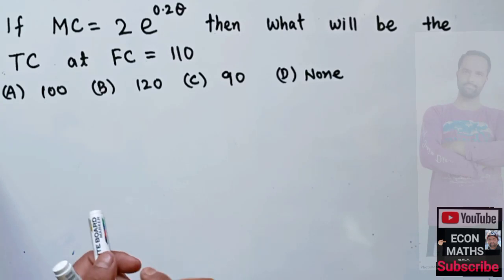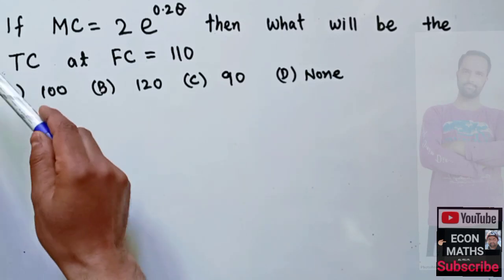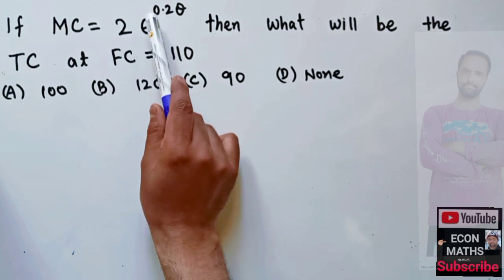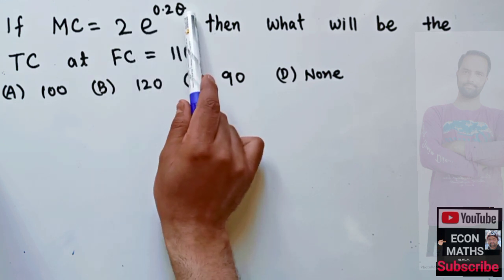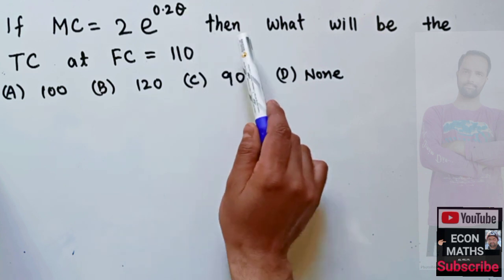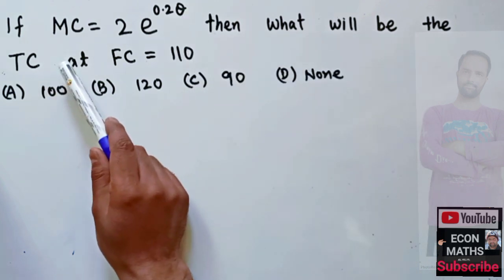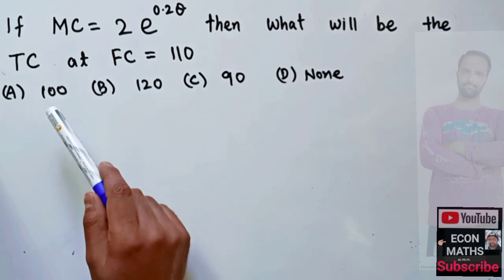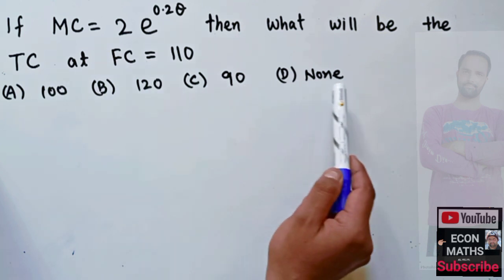Let's solve a question on integration in economics. The question is, if marginal cost is equal to 2 times e to the power 0.2 q, where q denotes the output, then what will be the total cost when fixed cost is 110? The options given here are: 100, 120, 90, or none.